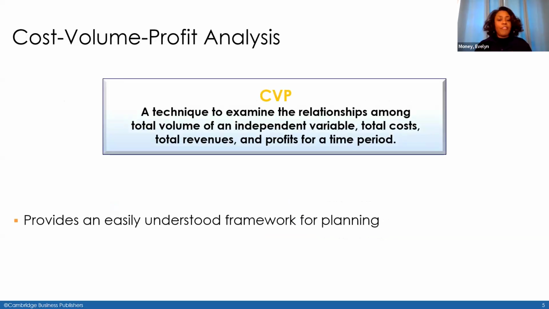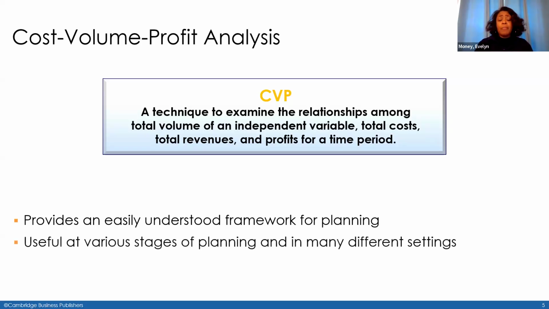So here is the formal definition of cost volume profit analysis. In my little intro, I wanted to make sure that you understood what cost volume profit analysis was at that time. Yes, we call it CVP, but in essence, we can do this in graph form, we can do this using formulas, we can do this using an income statement, but we're really focusing on the relationships between our costs, whether they are variable or fixed, our revenues, and our profits. And it helps us to make plans about our future.